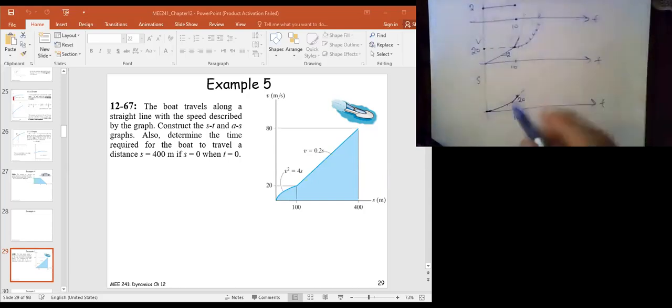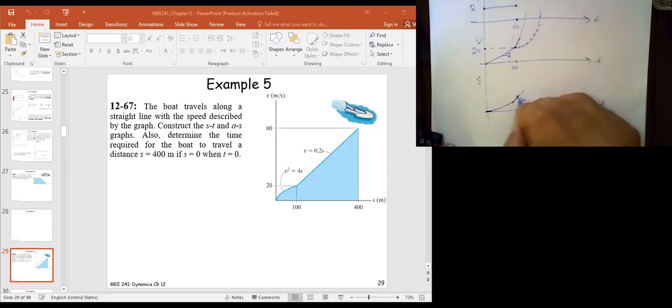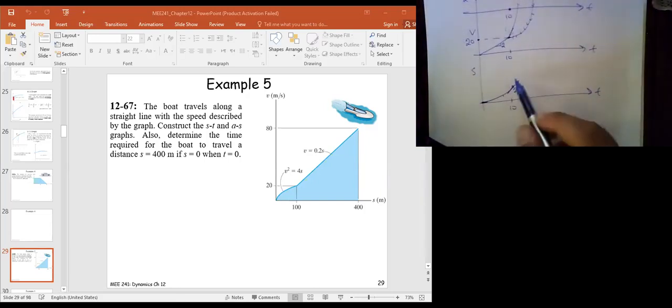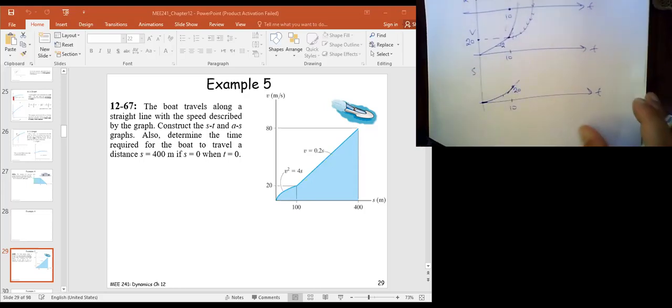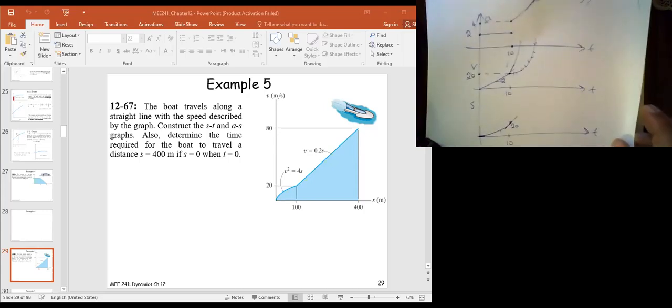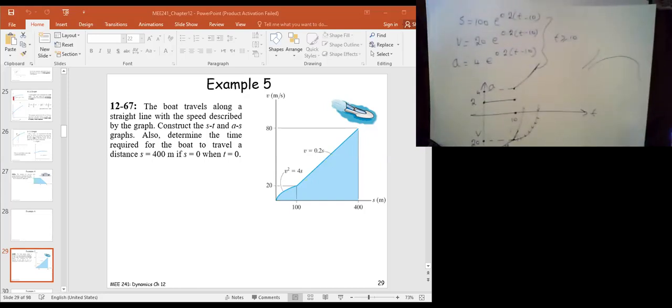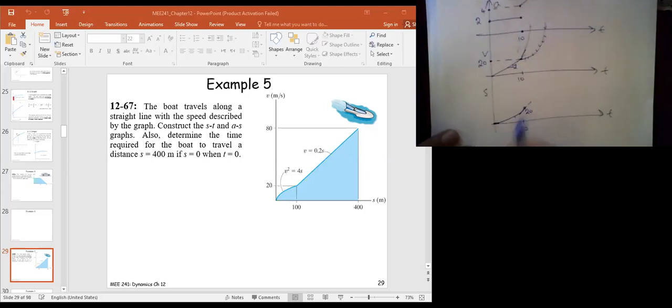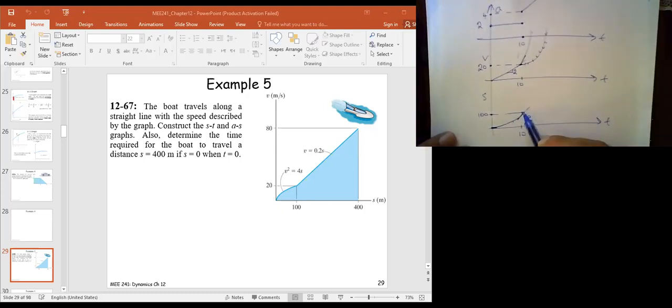Now let's look at the position. How about the position? Can we see the equation, please? Okay, so the position is 100 e^(0.2(t minus 10)). It starts at 100. Does it actually start from 100? You replace t with 10. Exactly. So what is the value here? The value here was 100, right? Yes. Okay, so we're going to start at 100 and then go from there.